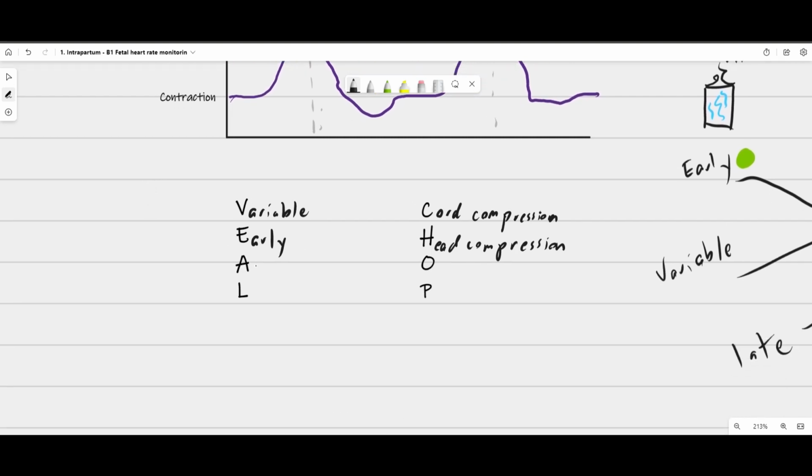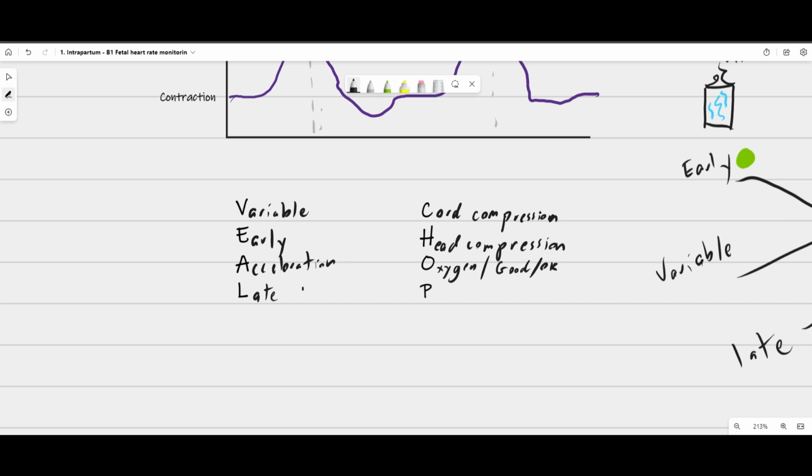Now let's look at our accelerations. So this means oxygenation is good or okay. If we see accelerations in our heart rate, so little speed-ups of our heart rate, that's good. That means everything looks good. We get a green light. We're good to go.